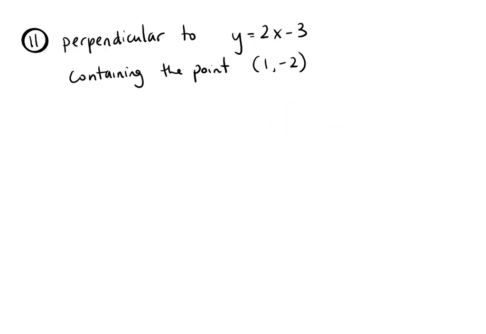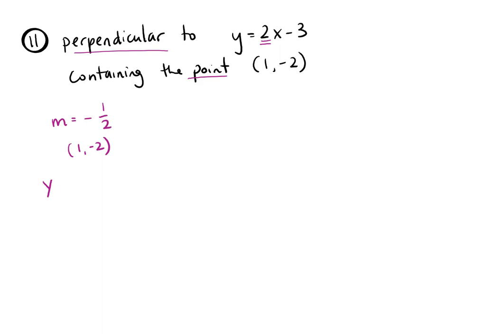Number 11 asks us to find the line that's perpendicular to another line, so we're going to find the slope. And also we want to contain a point, so we're going to use the point-slope form of a line to find this equation. Now it's perpendicular to that line. The slope in this given line is 2, but because it's perpendicular, I want the slope to be the negative reciprocal. I'm going to say -1/2. And then the point I want it to contain is 1, -2. And take this and put it in the point-slope format.